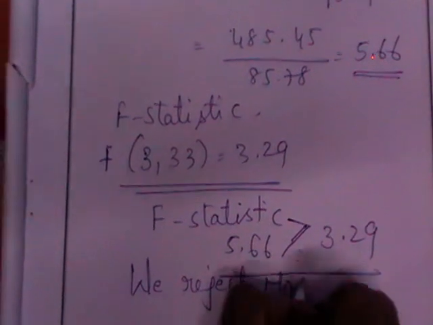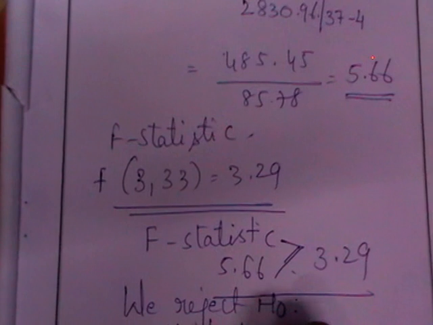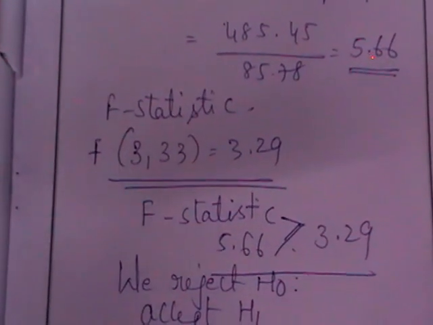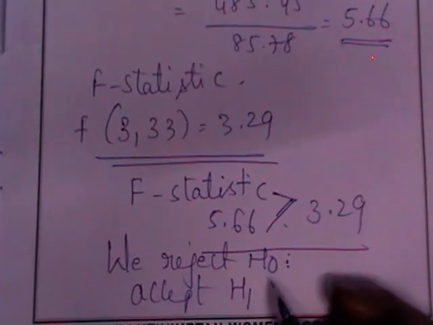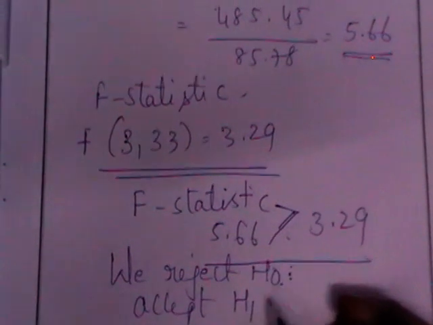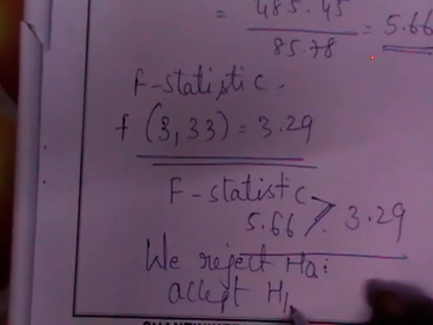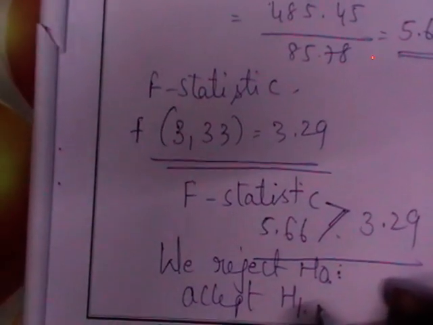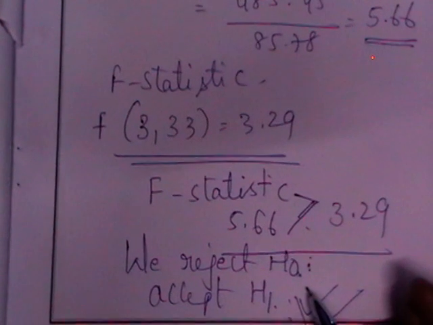If you reject H0, obviously you are going to accept H1. What is H0 here? H0 we wrote as the mean effects of all the textbooks are the same. As you are rejecting H0, it is not true. Then obviously you should go for H1. What is H1? The mean effects of the textbooks are not the same. So after doing all this analysis, you are going to conclude that the mean effects of the textbooks are not the same. Okay, thank you.